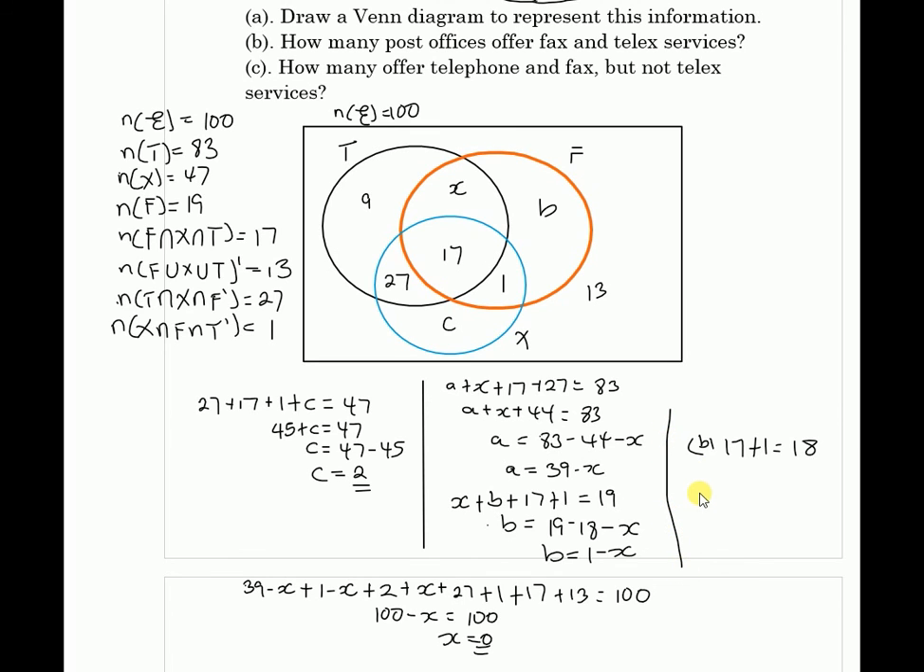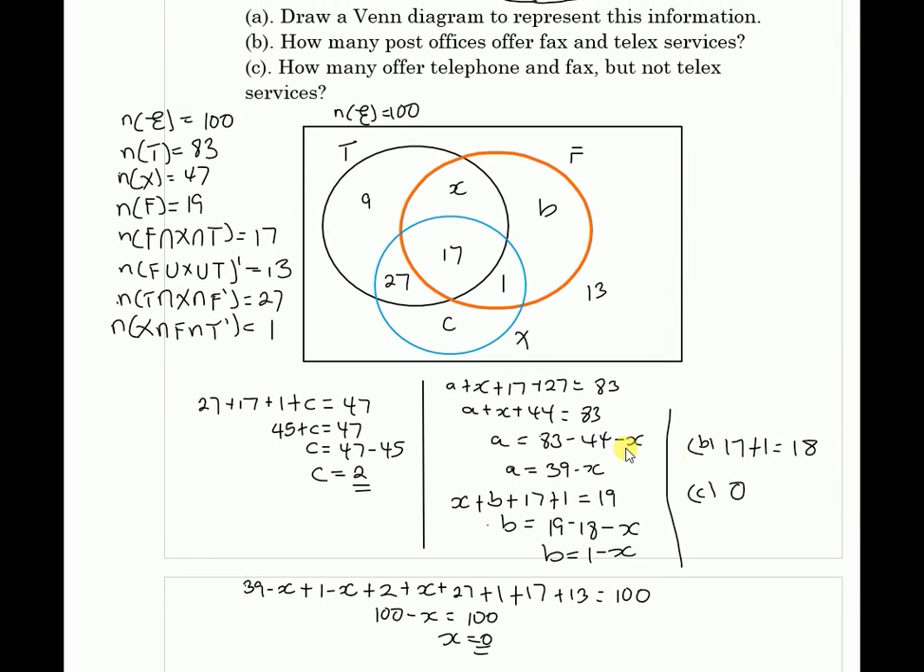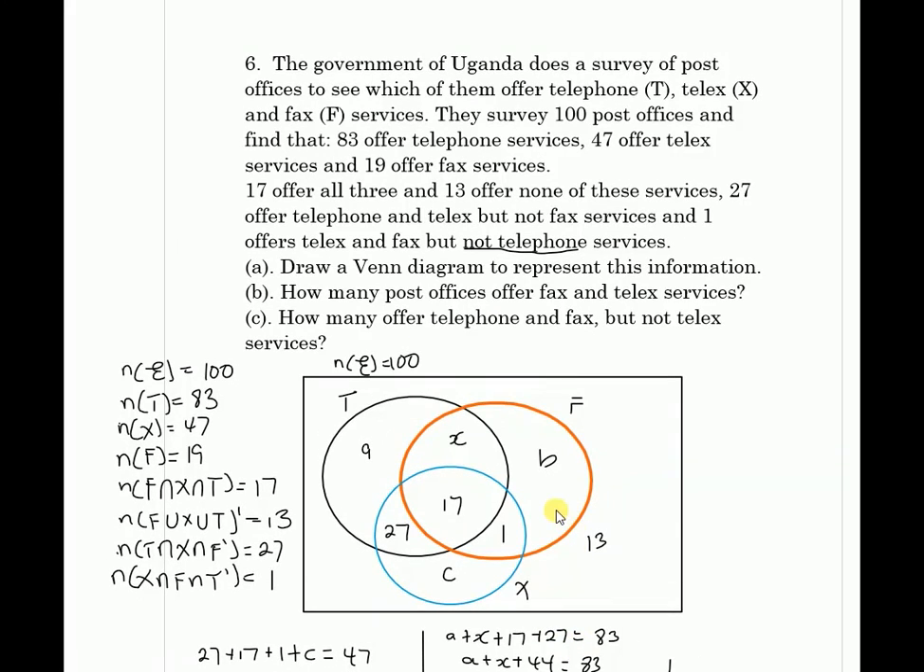Then part C is asking for how many offer telex and fax, but not telex. T, F, but not this. So inside T, inside F, outside X, it is that X. So we have 0 because we got X equal to 0. So 0 post offices. There are none of the post offices that offer telephone and fax services, but not telex services. That one was basically a 0. I hope you have got that.